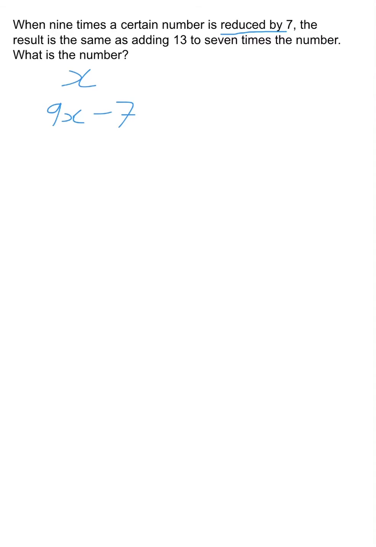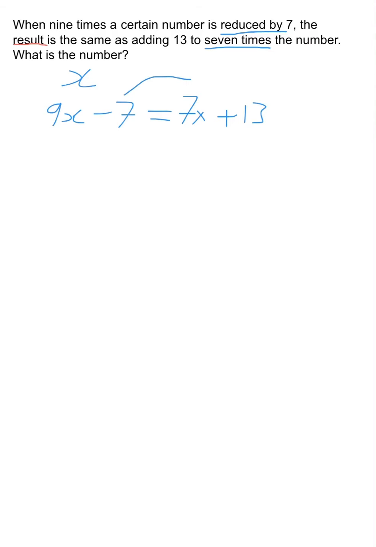Then it says the result. So when you see the result, that is an equal sign. So the result is the same as adding 13, so we'll have plus 13 to 7 times the number. So the number we're calling x, so 7 times the number will be 7x. Now we formed an equation, so let's solve it.